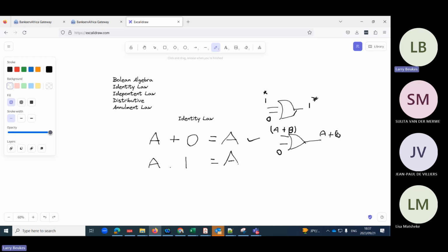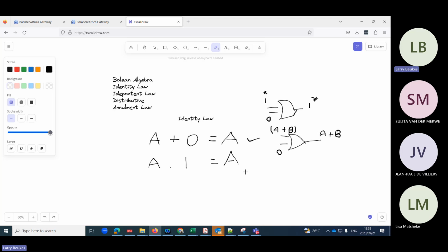So my point is, it doesn't matter what this value is. As long as any value is ORed with a 0, the output will be that value. Are you guys with me? If you have any questions, because I can't see if you're putting up your hands, just distract me. It's not a problem, I don't mind.